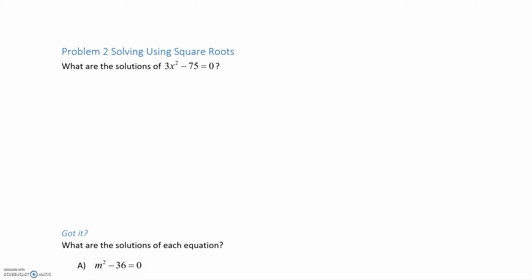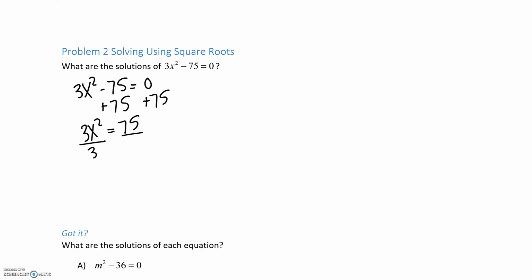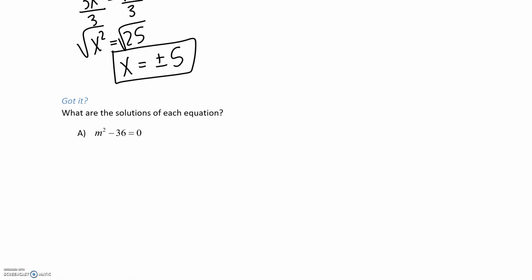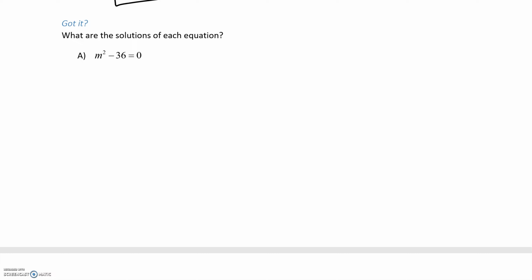So for this next one, we need to get our x squared by itself first. So we have 3x squared minus 75 equals 0. So we're going to add that 75 to both sides. That leaves us with 3x squared equals 75. And we have to divide by 3 on both sides, which leaves us x squared equals 25. And take the square root of that. That gives us x equals plus or minus 5. So that should be our answer. You can go ahead and work on your got it problems.